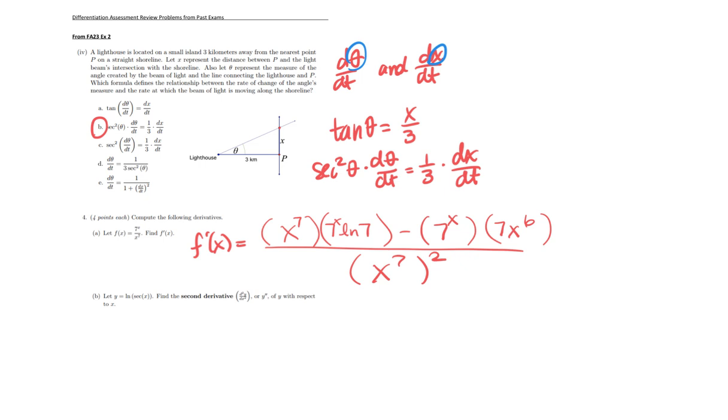For the next one, I'm given that y equals the natural log of secant of x, and I'm asked to find the second derivative. So I could say y prime is going to be, by the chain rule, 1 over the inside function, which is secant x, times the derivative of secant x, which is secant x tangent x. So I can simplify that, and I end up just getting tangent x. And then y double prime will be the derivative of the derivative, so the derivative of tangent is secant squared.